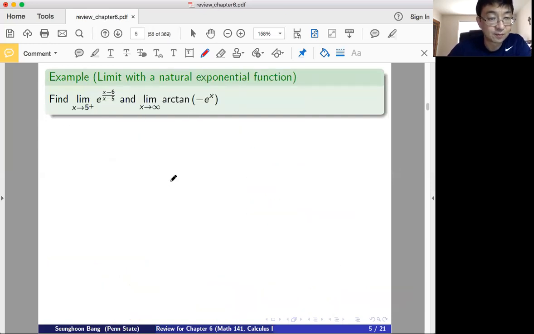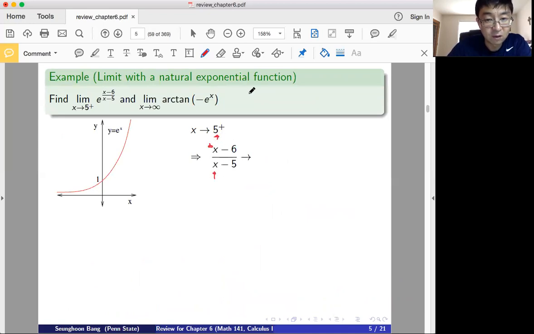So next one. Here. How can you solve this limit problem? We can draw the graph of the exponential function. The exponential function graph is like this, e to the x. So x value approaches 5. What happens? X minus 6 over x minus 5. You plug 5 into x. So we have 5 minus 6 over 5 minus 5. This answer is negative 1 over 0.